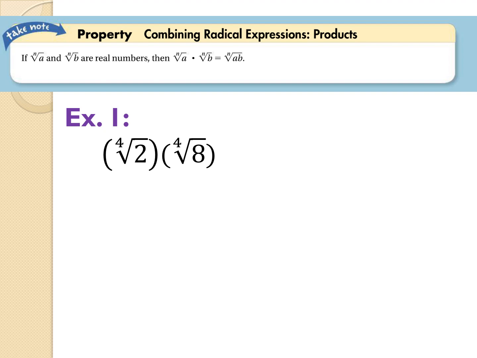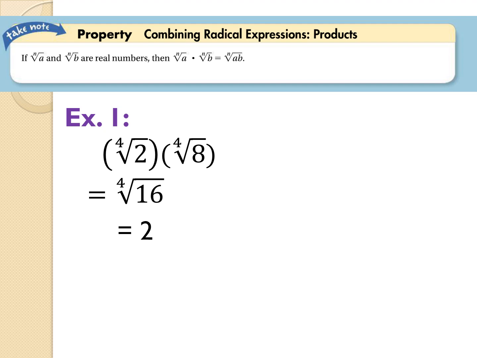So all we do, we don't mess with the index numbers, is we multiply the numbers underneath. So I get the fourth root of 16. Now I have to go, okay, is there a fourth root of 16? And the answer is yes, because 2 times 2 times 2 times 2 is 16. So the fourth root of 16 is 2. Pretty simple.